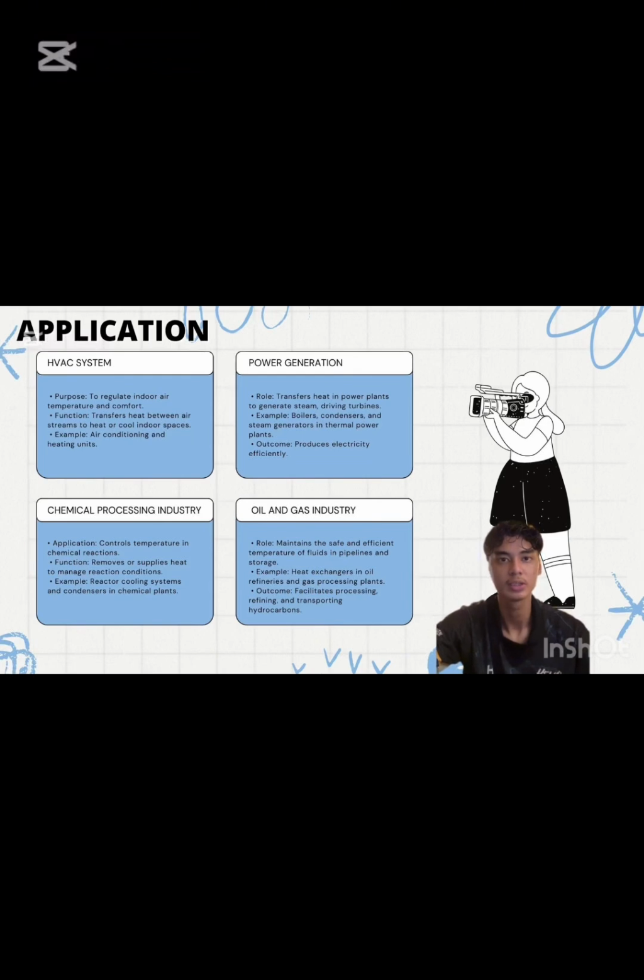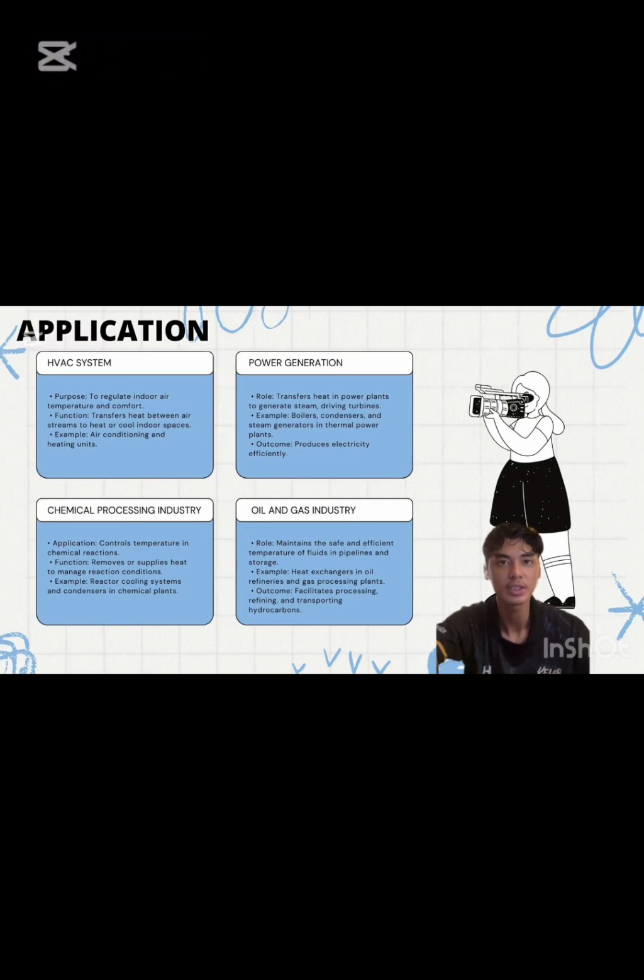The next one is power generation. In power plants, heat exchangers are key to generating electricity. They transfer heat from fuel combustion or nuclear reaction to produce steam, which drives turbines to create power.